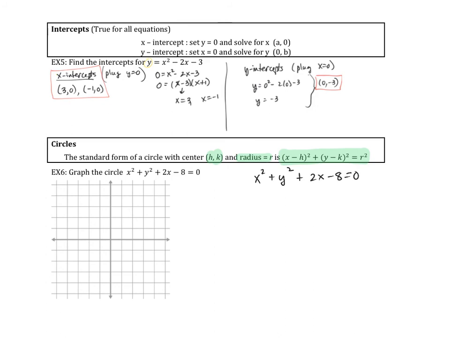So we have to do a little algebra to get ourselves set up. Okay, so the first thing is to get all the variables on one side and move 8 to the other side. Okay, so x squared, I'm going to move everything x-ish, x and y together, and give myself a little bit of room. Okay, and the 8 I moved over to the other side. Now I'm going to complete the square.